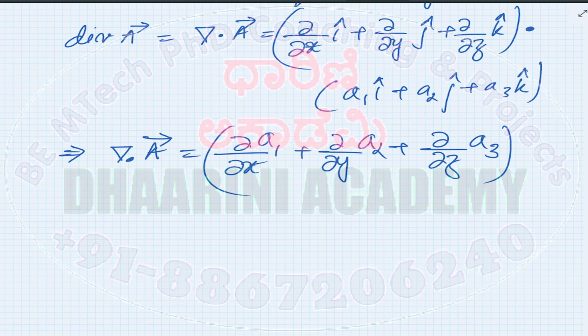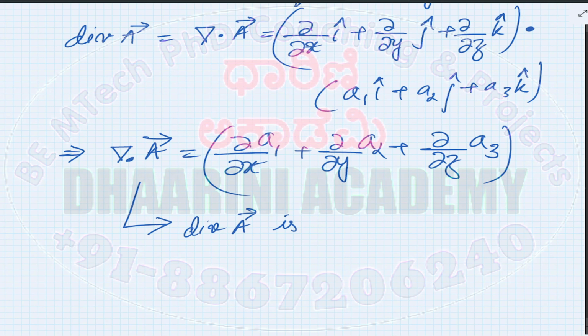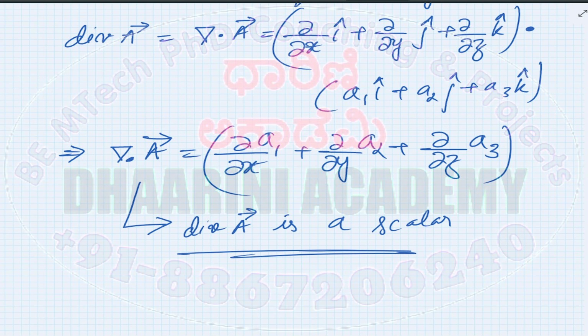Now you see that in this answer I don't have i, j and k. So the divergence of a vector is a scalar, because i, j, k represent a vector. When you don't have i, j or k in your answer, it is a scalar. I need to remember this. So two things to remember so far: the gradient of a scalar gives me a vector answer, and at the same time the divergence of a vector gives me a scalar quantity.